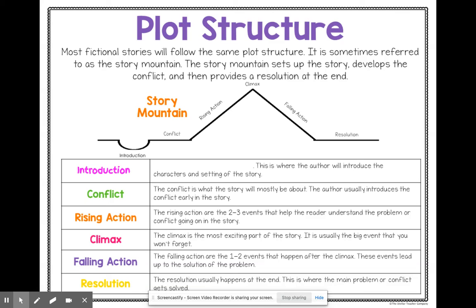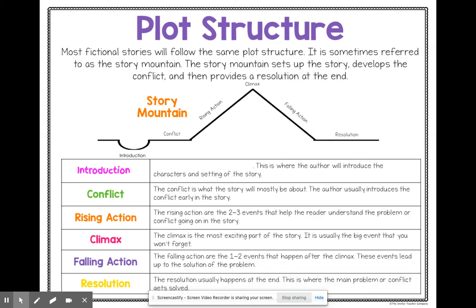And it's important to know the plot structure because you really need to know where the important parts are in the story, so you can make sure you are comprehending that story to the best of your ability. Knowing that if you don't pick up on the conflict, the main problem in the beginning of the book, you may need to go back and reread it.